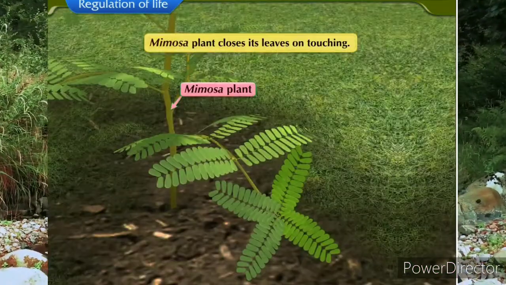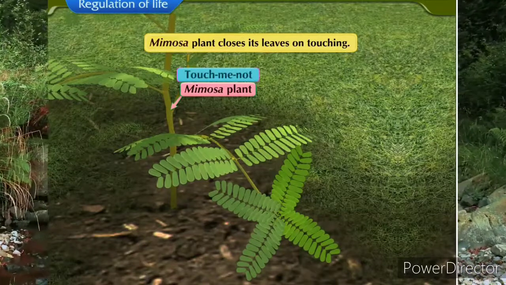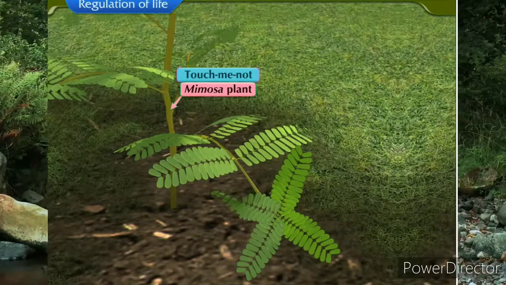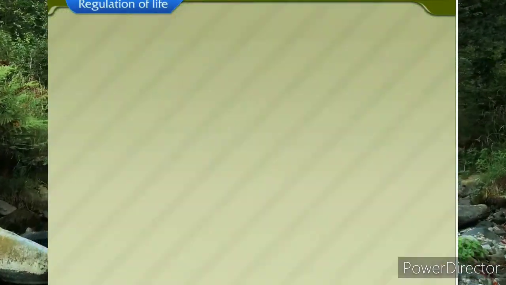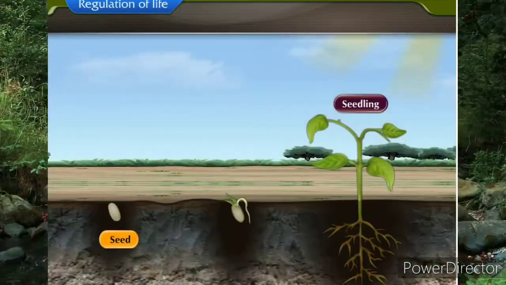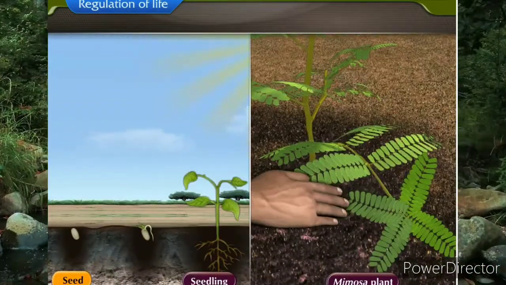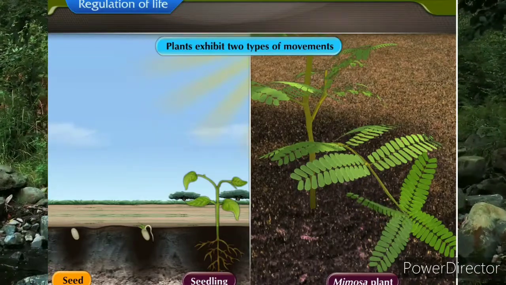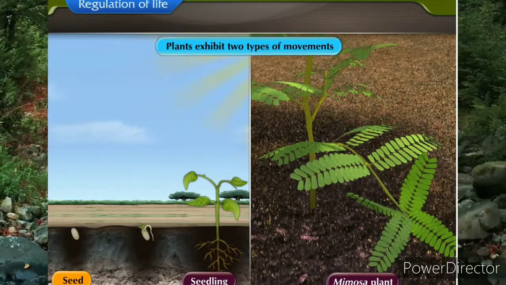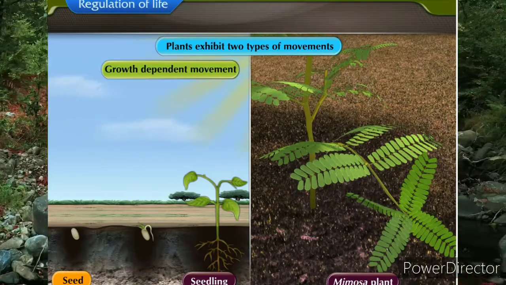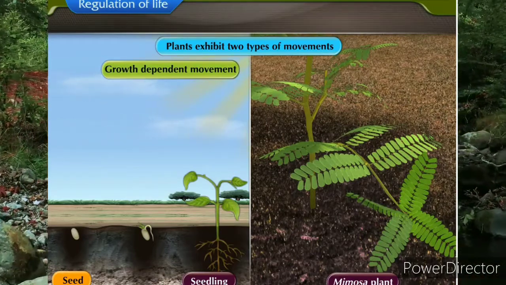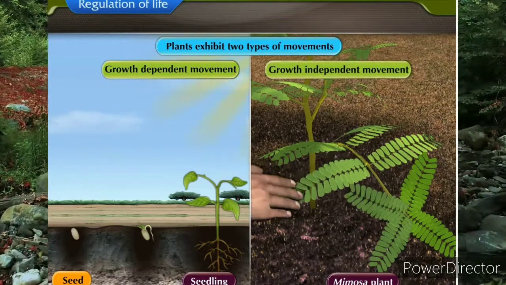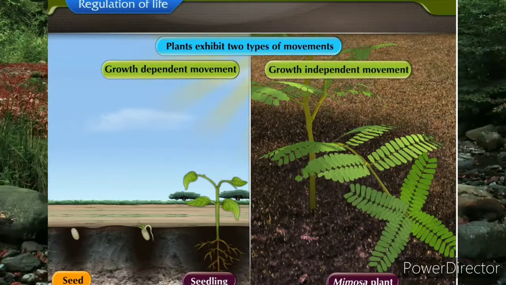Mimosa plant, commonly known as touch-me-not plant, closes its leaves on touching. Thus, if we consider the examples of mimosa plant and the seedling, we can conclude that the plants exhibit two types of movements. One movement is growth-dependent movement, as shown by the seed growing into a seedling. The other type is growth-independent movement, as shown by the leaves of the mimosa plant.